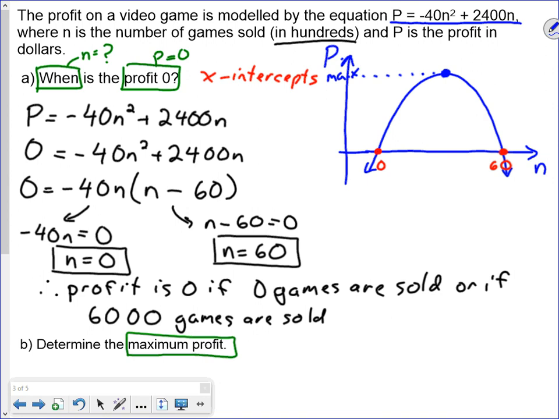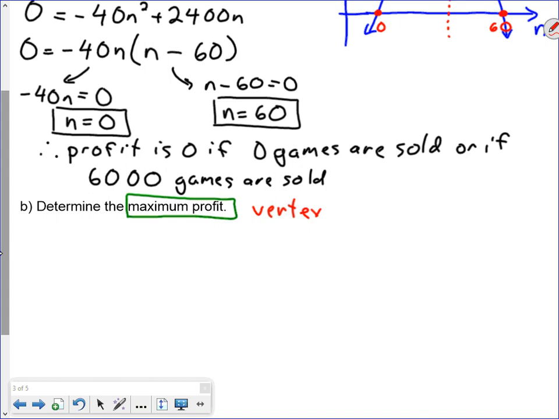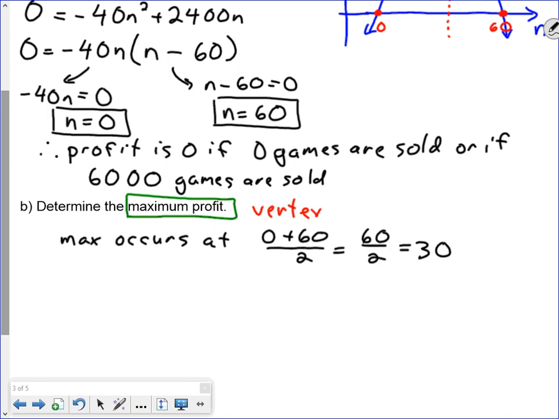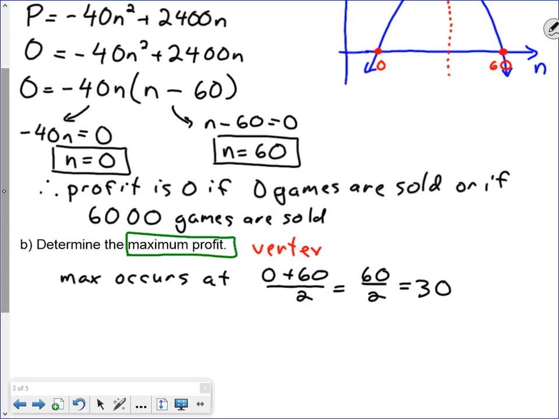Okay, now in a question like this, we want to find the vertex, obviously. We could find the vertex by completing the square, but we also know that our axis of symmetry always occurs halfway in between our two x-intercepts. So we can easily figure out where our vertex occurs because we already have our x-intercepts. So we could say the maximum occurs at, and we just need the halfway point between our intercepts, 0 and 60. So 0 plus 60 divided by 2 is 60 divided by 2, so at 30.